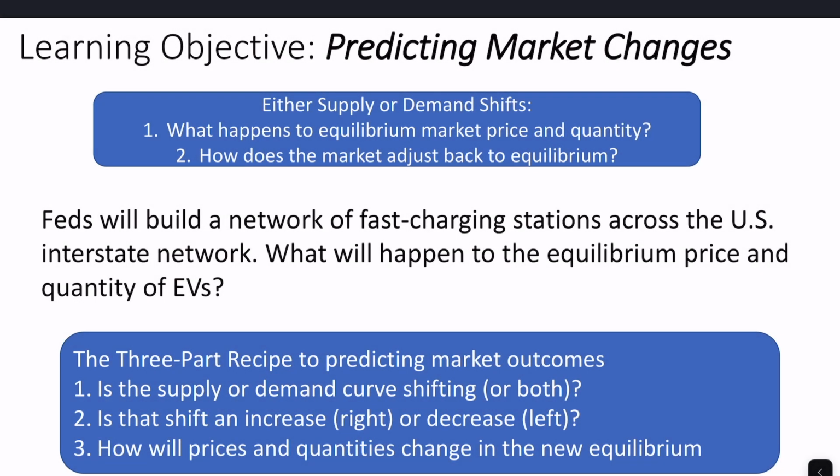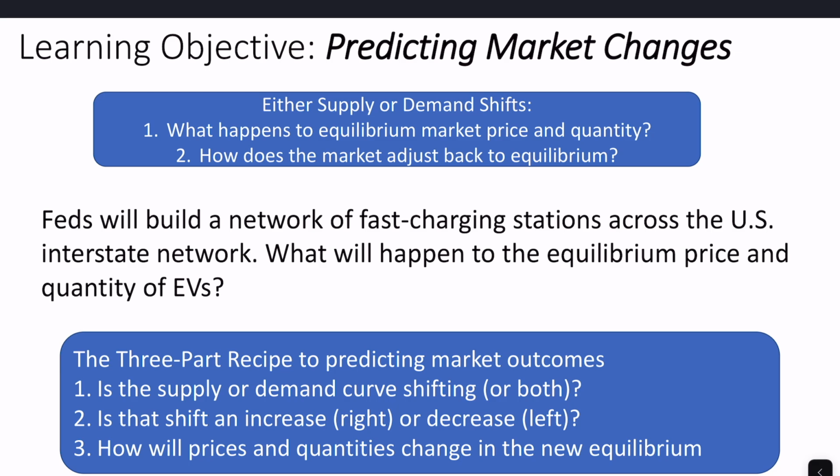In this video, we're going to explore what happens when supply or demand changes in a market. When something shifts, like a change in consumer preferences or production costs, it affects the supply and demand curves. We'll learn how to find the new equilibrium and see how both the equilibrium price and equilibrium quantity adjust to these changes.